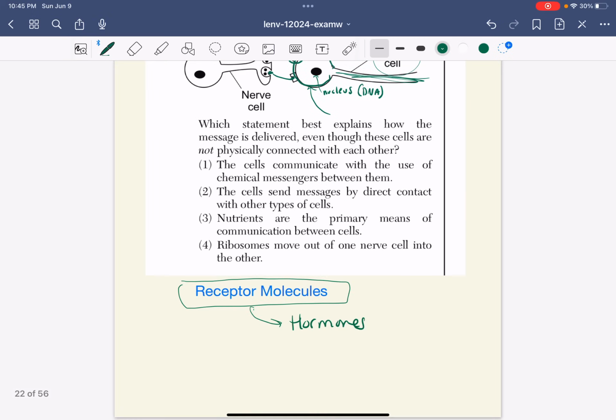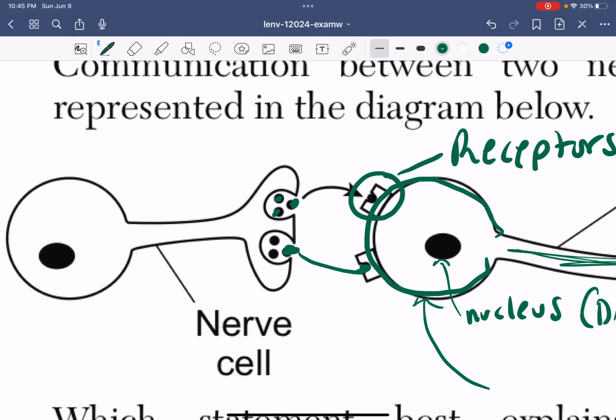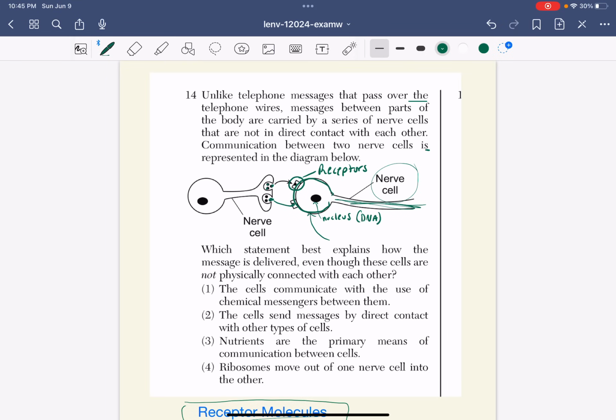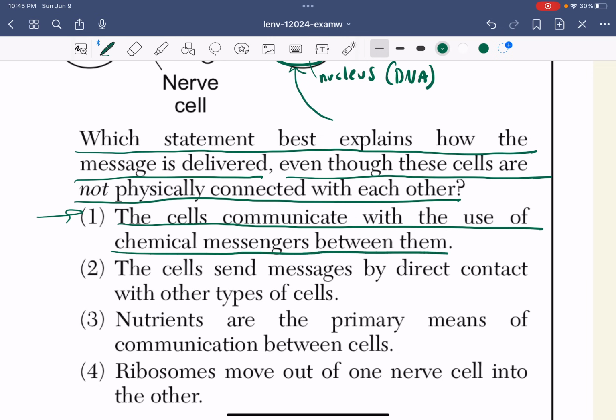Now, receptor molecules are the dots, and these dots represent the chemical, and usually the chemicals are things called hormones. So let's see what the question is asking. Which statement best explains how the message is delivered, even though these cells are not physically connected with each other? Okay, let's take a look at choice 1. Let me zoom in a little bit more. The cells communicate with the use of chemical messages between them. Yes, they do. And those chemical messages are called hormones. So this is looking good.